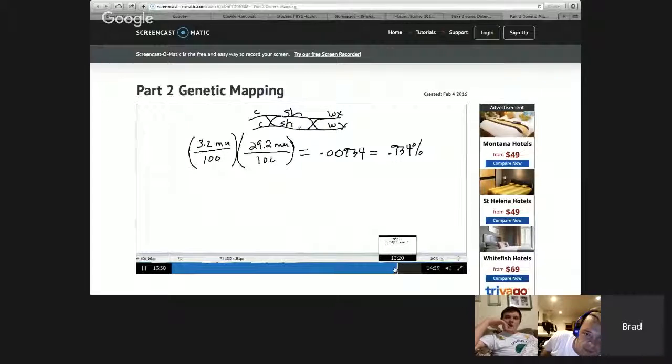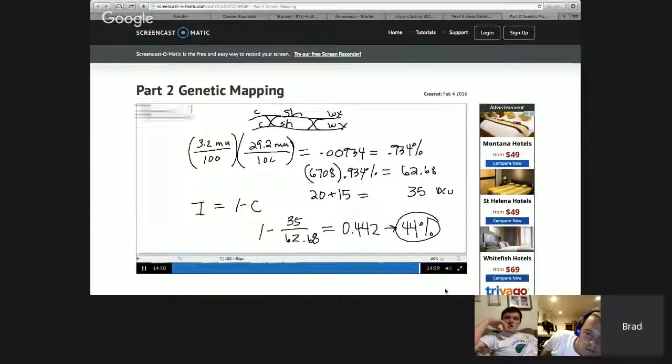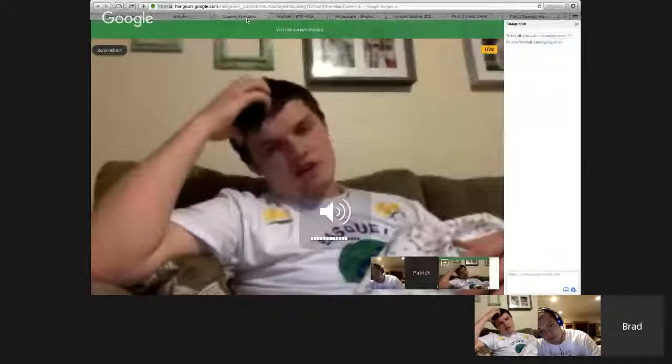Okay, so let's find out the actual expected number then. If we had 635 double crossovers, well, 442. So 44% is our interference. That number indicates that 44% of our expected double crossovers didn't actually occur. Does that help? So 44% of the expected double crosses did not occur.